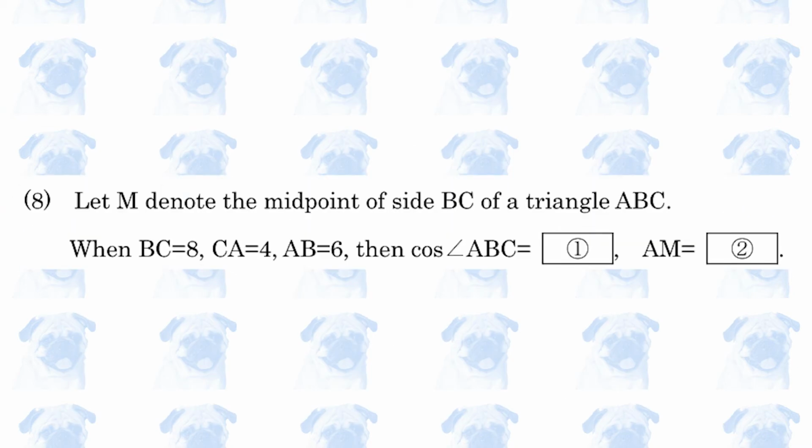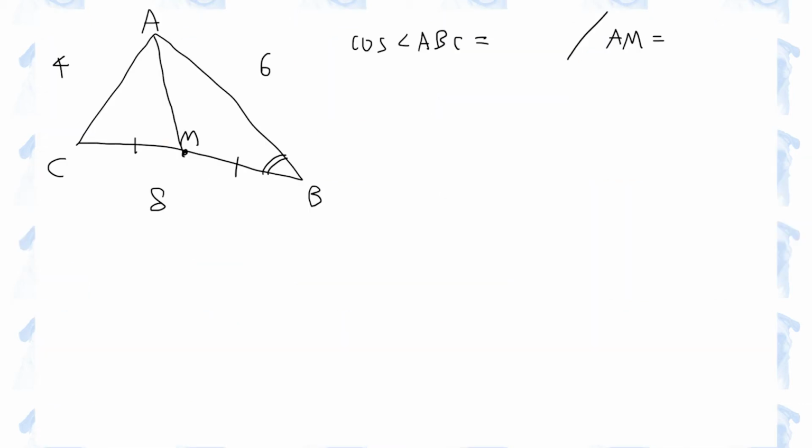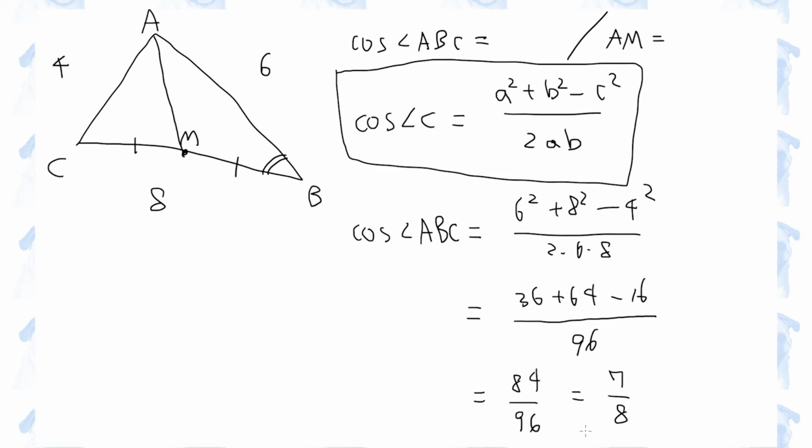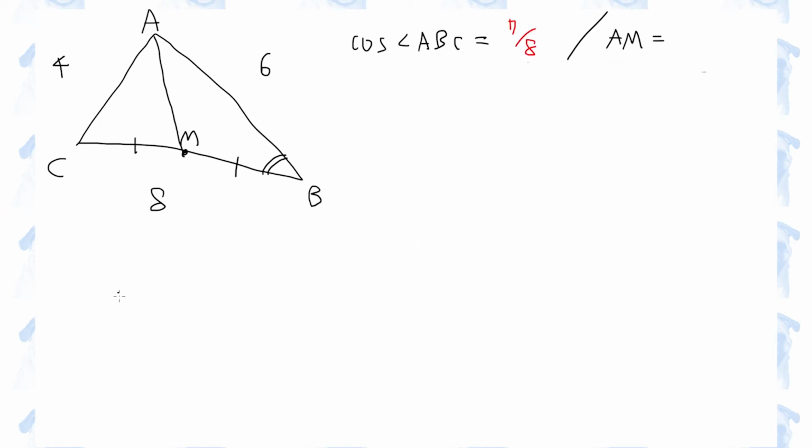Section 1, number 8. In this question, we have a triangle ABC, and M is the midpoint of BC, and we need to find the value of cosine ABC and the length AM. Let us first of all use the cosine rule. Cosine ABC is 6 squared plus 8 squared minus 4 squared over 2 times 6 times 8. So, cosine ABC is 7/8.